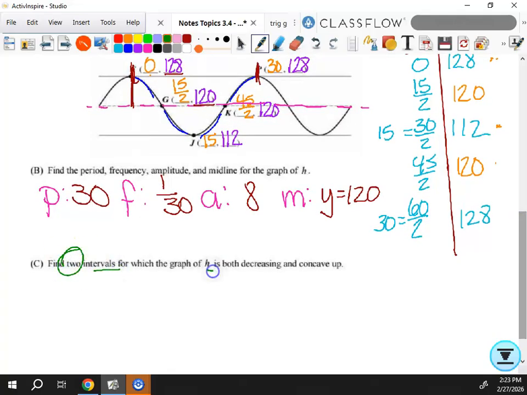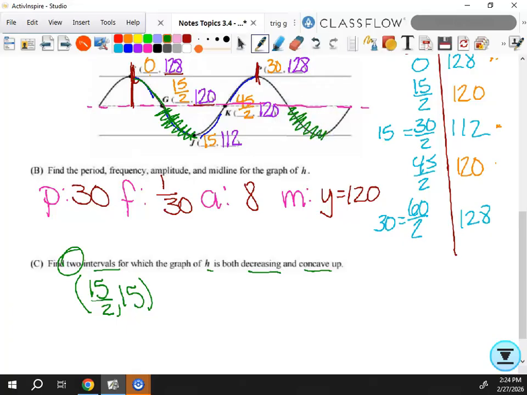for which the graph of h is both decreasing and concave up. All right, so decreasing on what I have so far is right there, but decreasing and concave up is here, right? So the intervals, when I write intervals, do I write down inputs or outputs? Inputs. It's always intervals of the domain. So this just goes from 15 halves to 15. Okay? That's only one interval. It happens again right here.